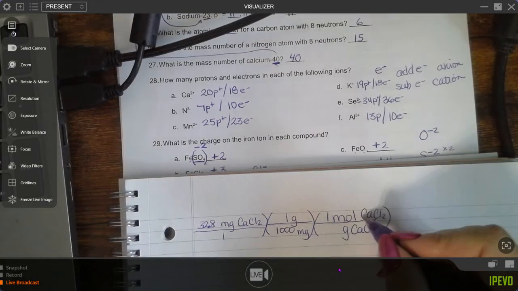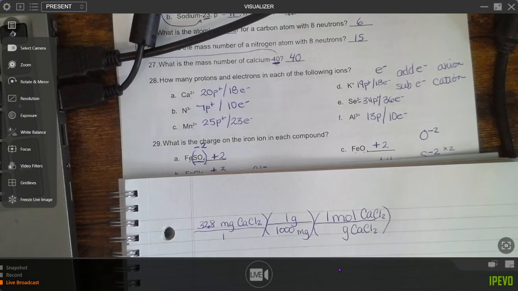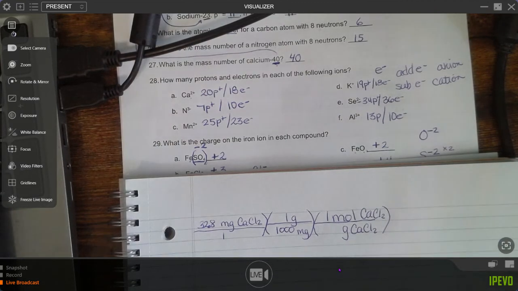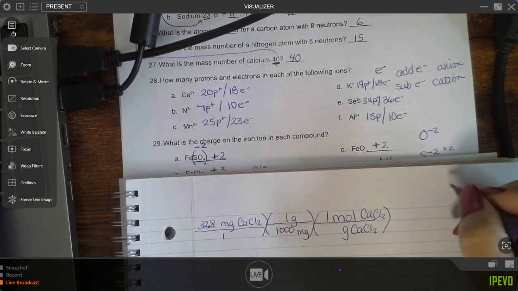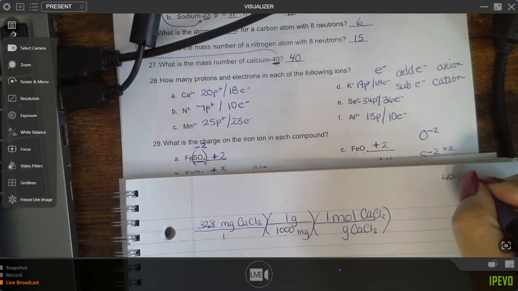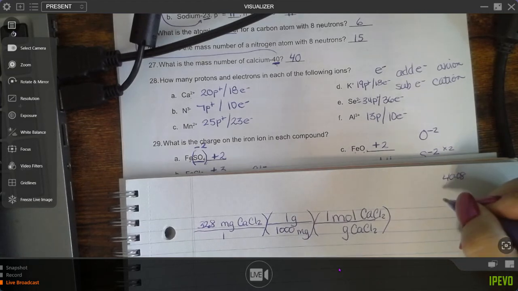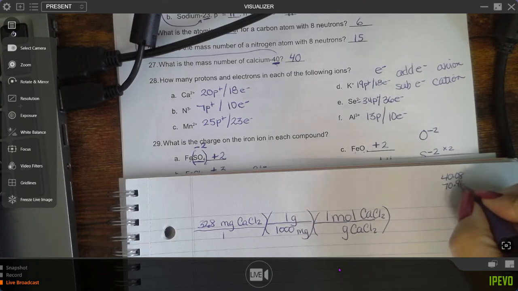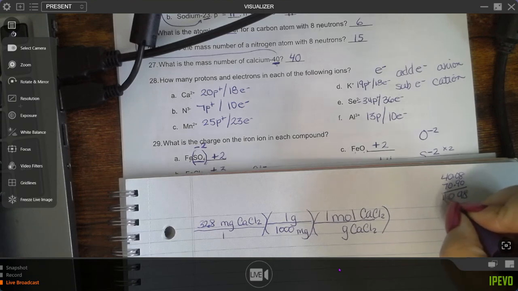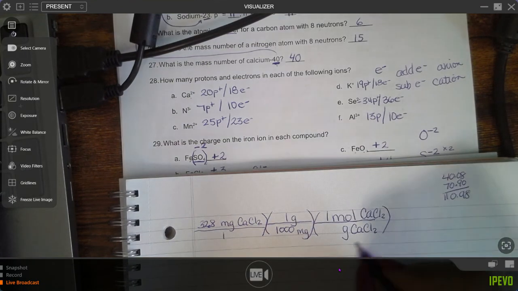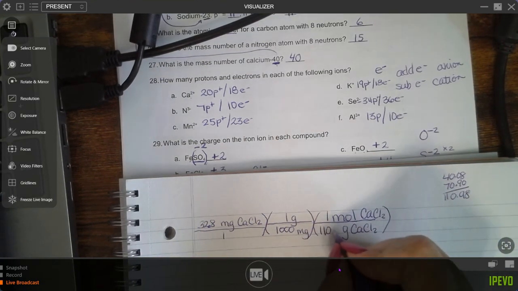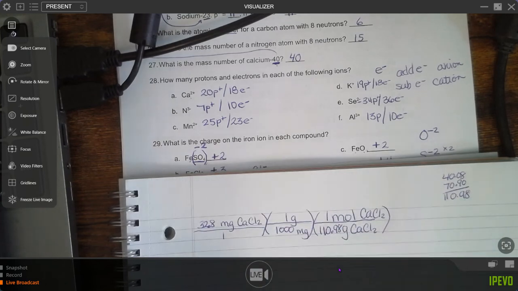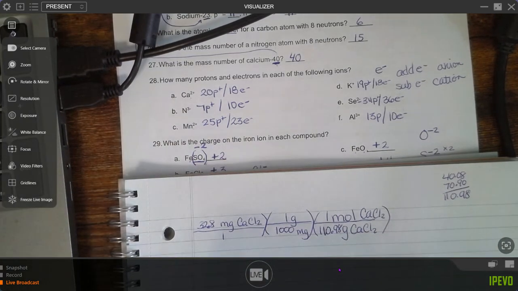We've got 1 calcium and 2 chlorines. Calcium is 40.08 and chlorine is 35.45, so if I have 2 of those, it's 70.90. So my molar mass of calcium chloride is 110.98. Okay, so let's do the math.